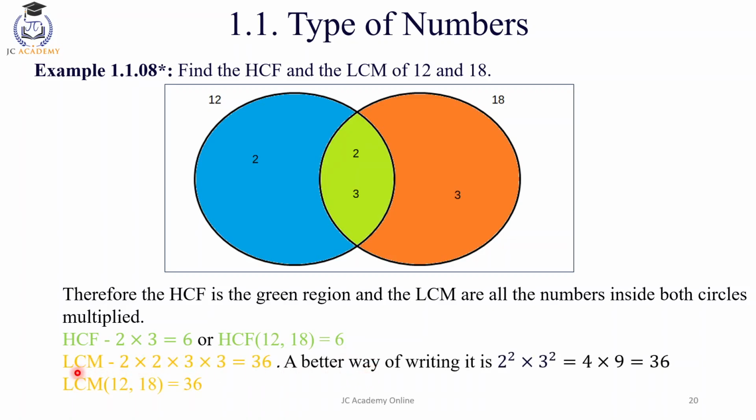And for the lowest or least common multiple, we write all the numbers that are in both of the circles, including the overlapping part. So we have 2 times 2 times 3 times 3, which equals 36. A better way of writing this is in index form, which is 2 to the power of 2 times 3 to the power of 2, which is 4 times 9, which is equal to 36. So the least common multiple is indeed 36, which confirms the answer that we got from using method number 1.